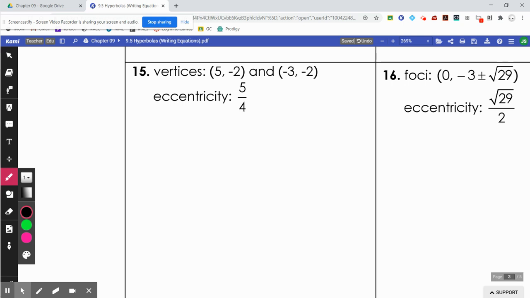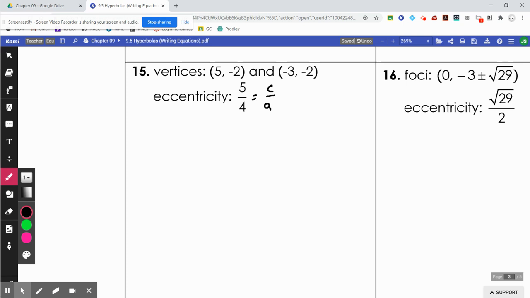Number 15. A reminder also, eccentricity is equal to c over a, so that's a ratio as well. Does that mean c is 5 and a is 4? No, that means that the ratio is 5 to 4. C could be 10 and a could be 8. C could be 15 and a could be 12, so keep that in mind.